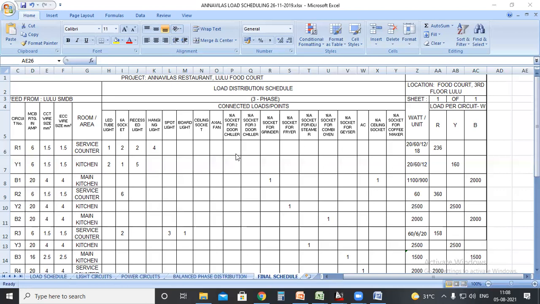In that case, no need to balance because you only have one phase. That means you will have either R phase, Y phase or B phase. That connection shall be provided by the government or board officials. They will take whichever phase has the lesser load and give the connection from that phase. So R, Y or B, we don't know.